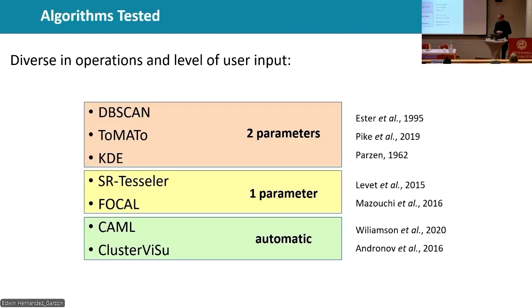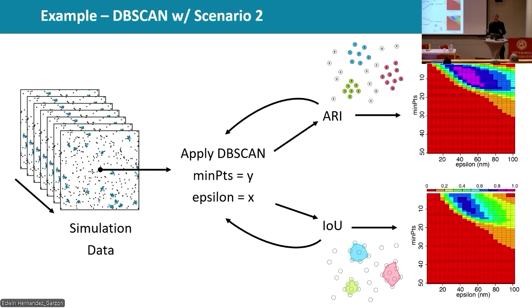We tested all these different parameters, all these different methods, where you can see that some are automatic, some are with some parameters. And if we go with an example, using DBSCAN with scenario 2, so you can see some of the simulations of scenario 2. You will apply DBSCAN. DBSCAN has two parameters, mean number of points and epsilon. Epsilon is the radius of search. Mean number of points is the value used to do the classification between points in the cluster and background. So you have a range for the two parameters, and you will apply the analysis.